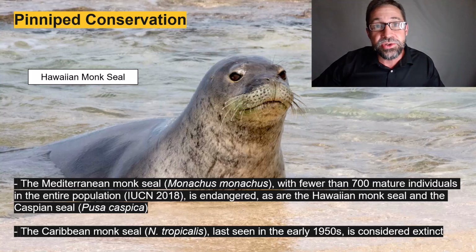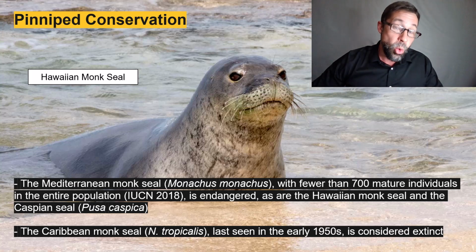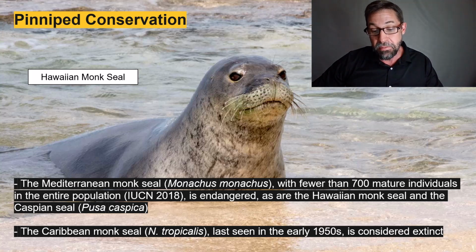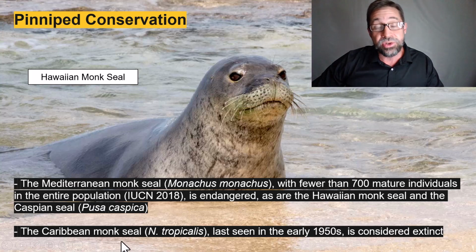The monk seals are not doing very well. So the Mediterranean monk seal has fewer than 700 mature individuals left in its entire population. Both the Hawaiian and the Caspian monk seals are endangered. The Caribbean monk seal was last seen in the early 1950s and is considered extinct.